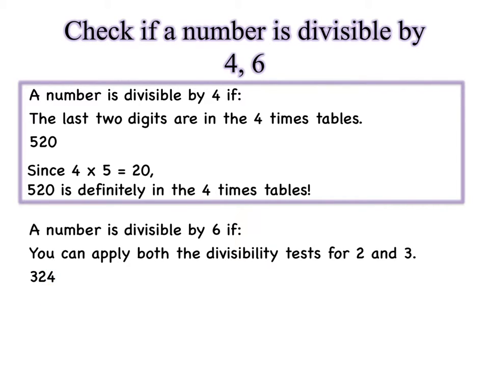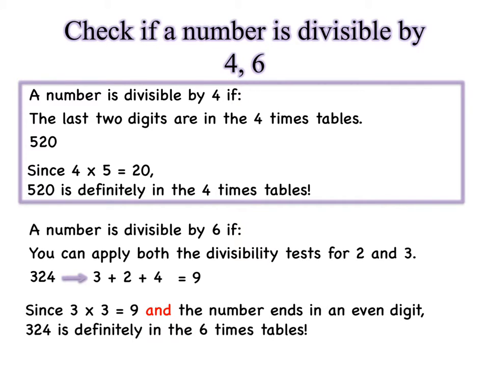And can it be divided by 3? Well, let's have a look. So 3 plus 2 plus 4 is equal to 9. And 9 is in the 3 times tables, and therefore 324 is also in the 6 times tables, because it ends in an even number and the sum of its digits is in the 3 times tables.